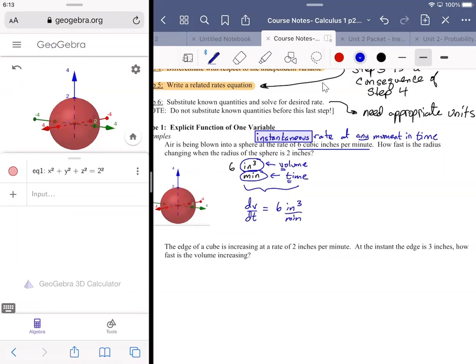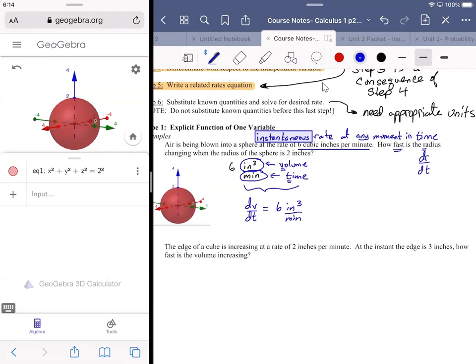Now it's asking how fast is the radius changing? So I guess we'll let R be radius. So how fast is it changing per what? If you're talking about a rate of change, it's change in one variable per unit of change in the other. It seems like the relevant variable that we're comparing to would be time. And how fast is the radius changing per unit of time? It seems to make sense. So it's asking us, what is dR/dt?